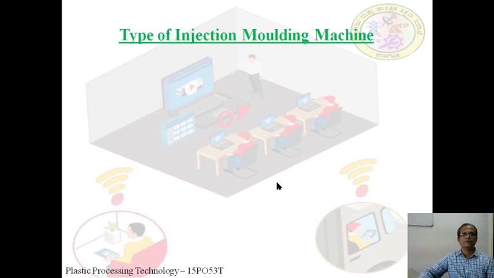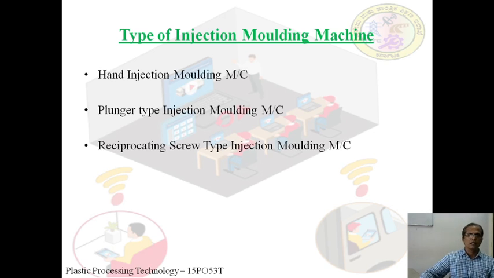What are the different types of injection molding machines? Of course, there are three different versions of the machines available. This is a hand operated injection molding machine, the very smallest and the cheapest machine, which is meant for producing very small components.